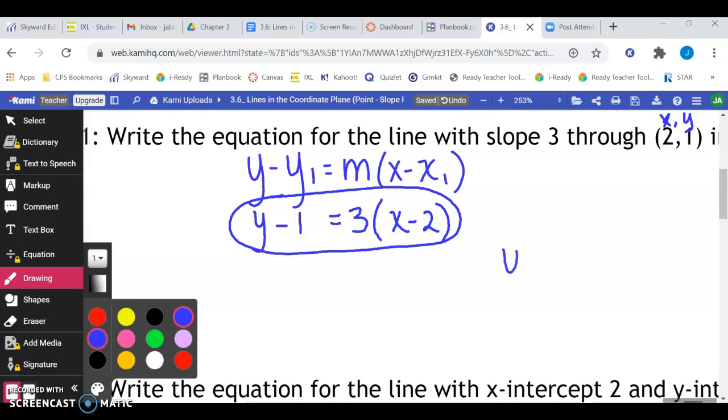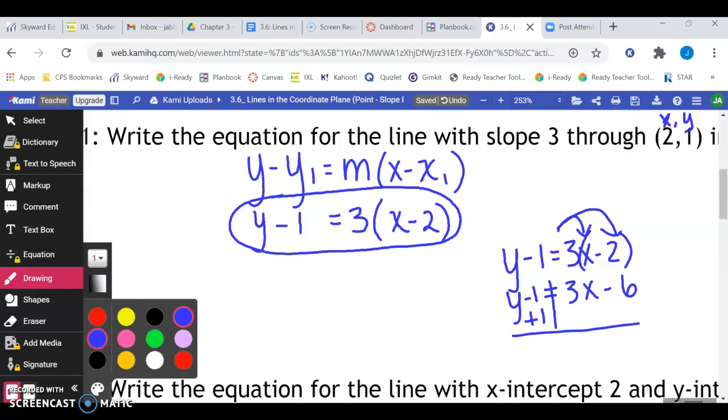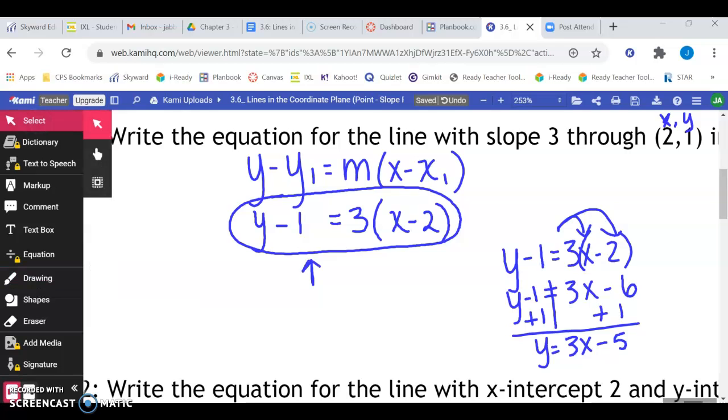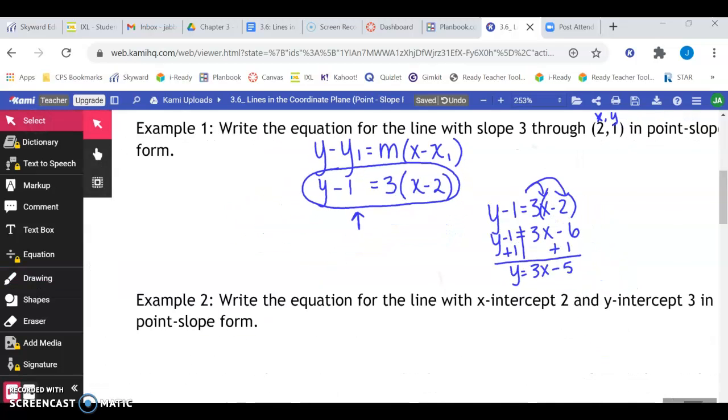Now, I do want to show you one more step. If you were to distribute that 3, you would have 3x minus 6 on that side. And then if you did one more step and you added 1, negative 6 plus 1 is a negative 5. We would be in mx plus b form. So they're not asking you to do that right now, but they're just asking you to put it in point slope form. So right here, this circled answer is all we need, but I wanted to show you that it is interchangeable.